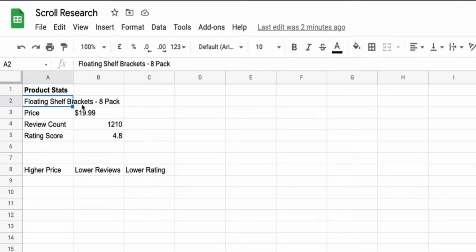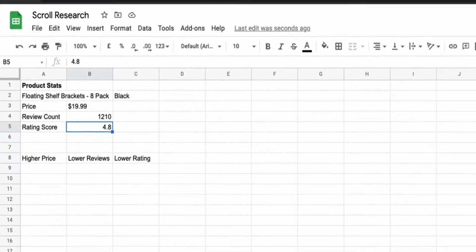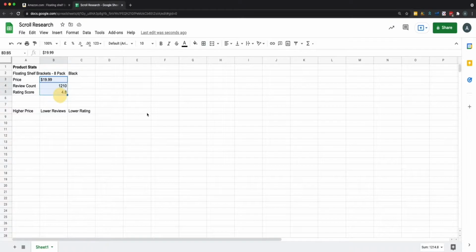Okay, so floating shelf brackets, 8-pack. Let's say that they're black, whatever you think is best for you to see in order to find these particular products here. Price point, $19.99, review count, 1,210 reviews, and a rating score of 4.8. Okay, so this is going to be useful. Again, this is what we're looking at, and I'll show you why it's good to take note of this.